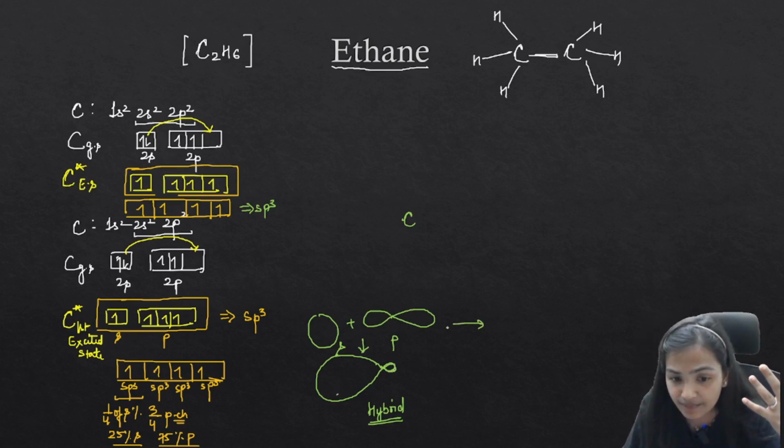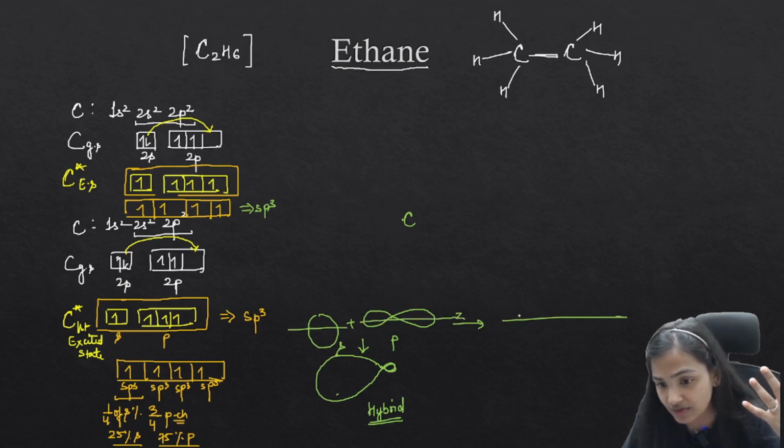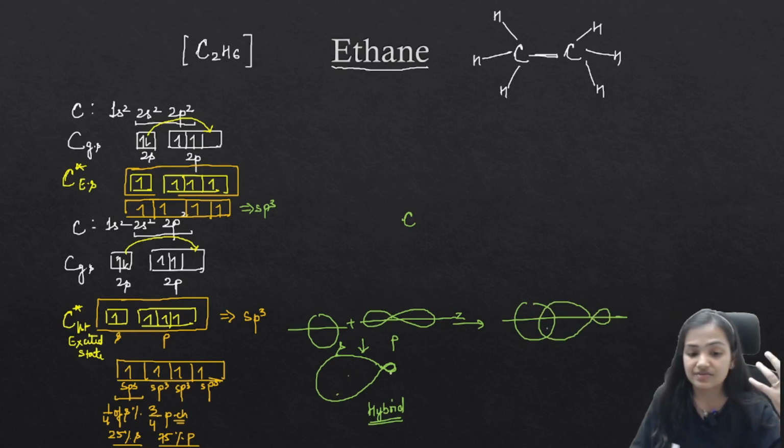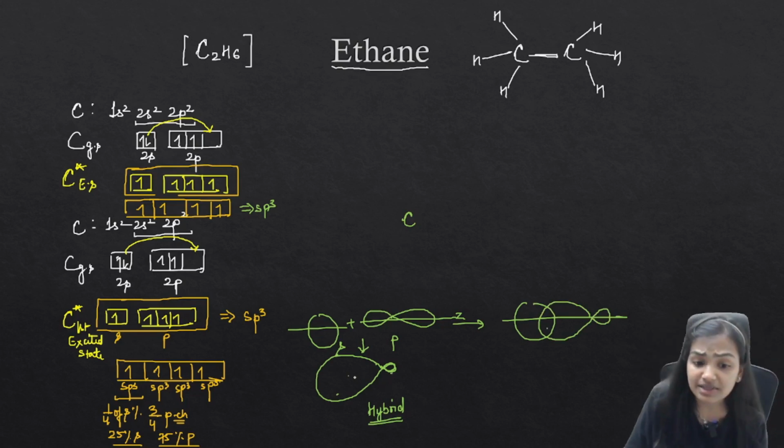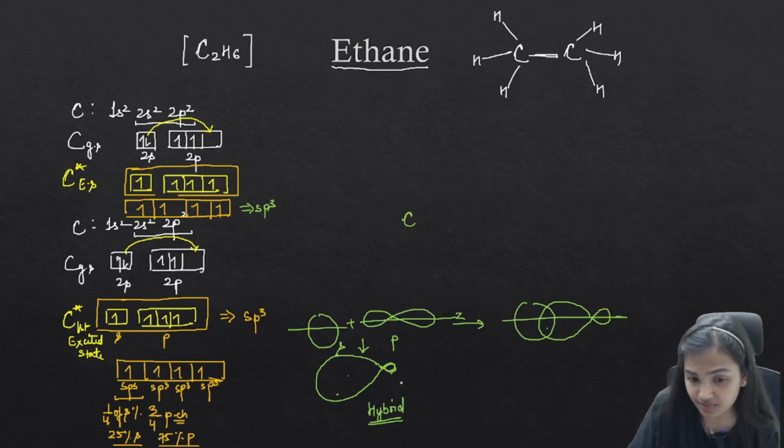Why does this happen? When they overlap over the z axis, this orbital will overlap with this. So ultimately this orbital will get more fatty and this will get less fatty. Ultimately we will be getting such a kind of hybrid orbital. So now we can say that we got the hybrid orbitals. We have 4 hybrid orbitals.